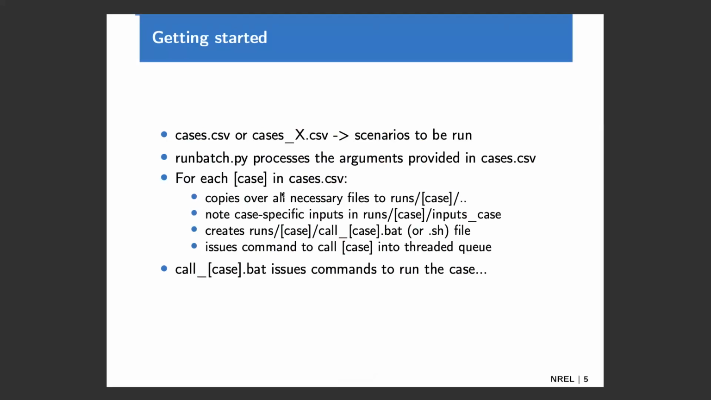Now, for each of those cases, and I'll go over this briefly very shortly, the logic is that I'll set up the cases in cases.csv. I'll call python runbatch.py, and for each of those cases in the columns of the cases.csv file, it's going to make a directory in this runs/case folder, and it's going to copy over all the necessary files.